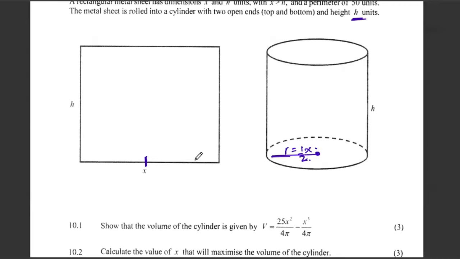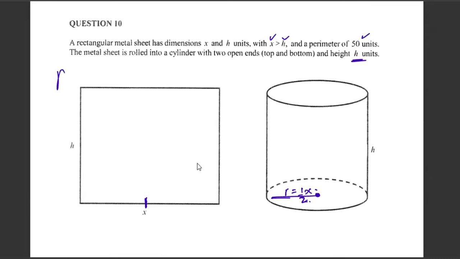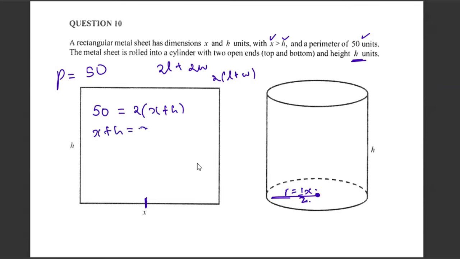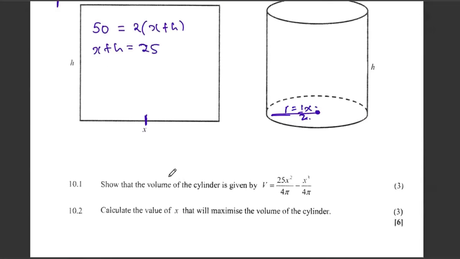2, we were given the perimeter, to say the perimeter is 50. But the perimeter of a rectangle is the same as twice length plus twice width. Alternatively, you can say twice the length plus the width. So I'm going to say that 50 is the same as twice into x plus h. Divide both sides by 2, meaning that x plus h gives us 25. Now the question tells us to show that the volume of the cylinder is given as this. What don't we have here? We don't have h. So let's make h the subject. So it's 25 minus x.